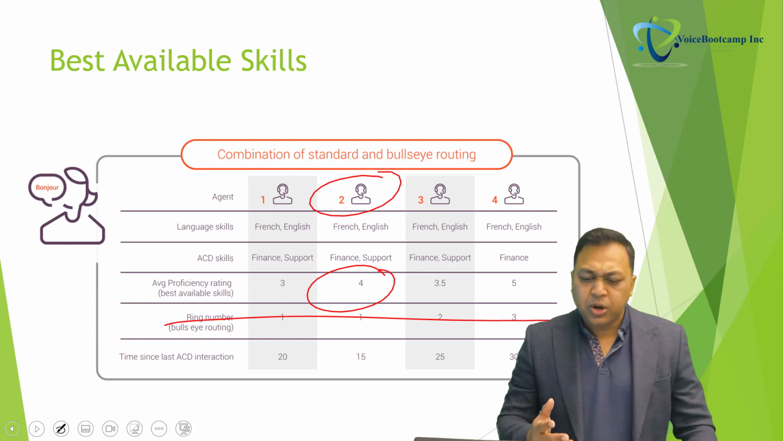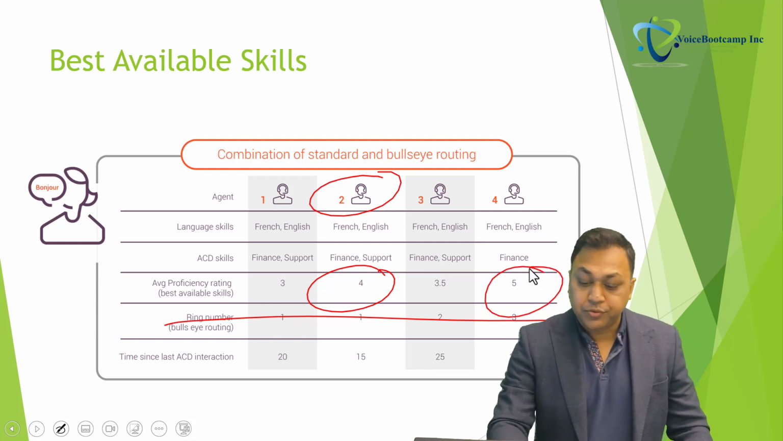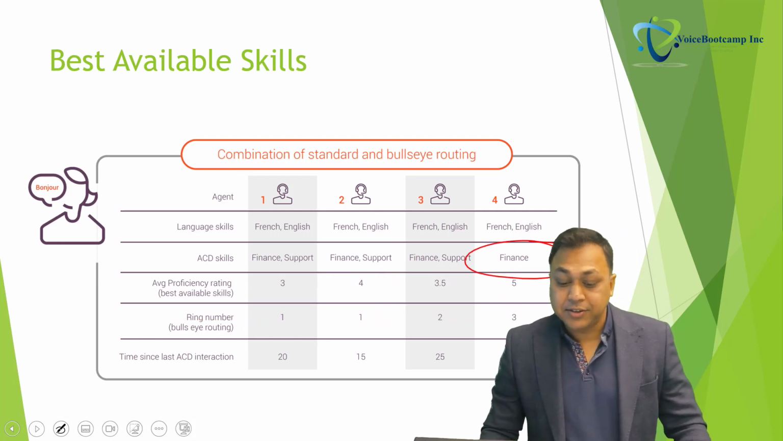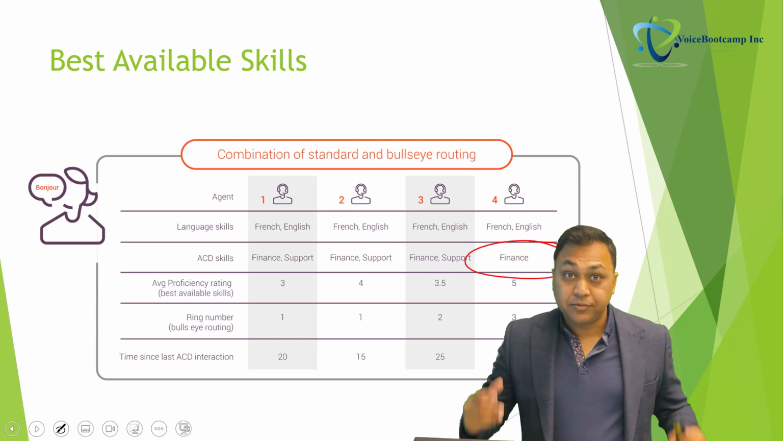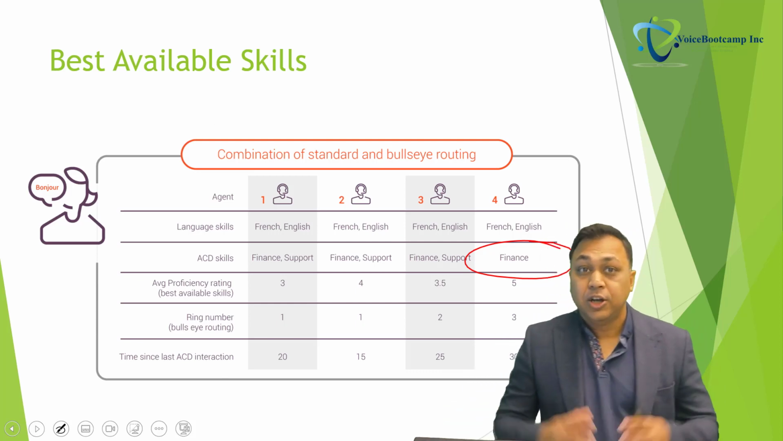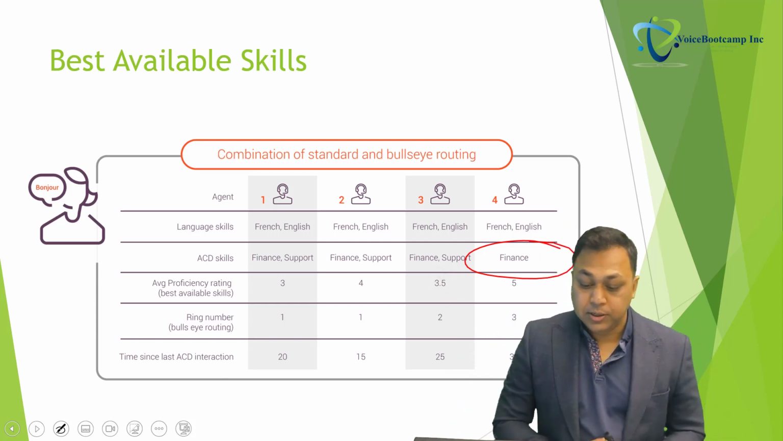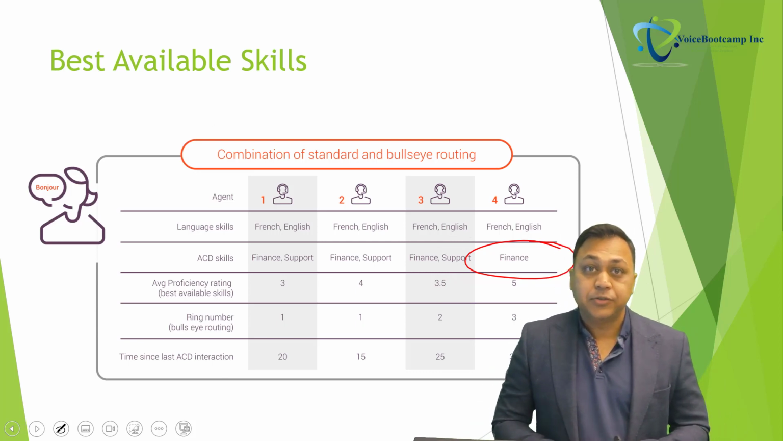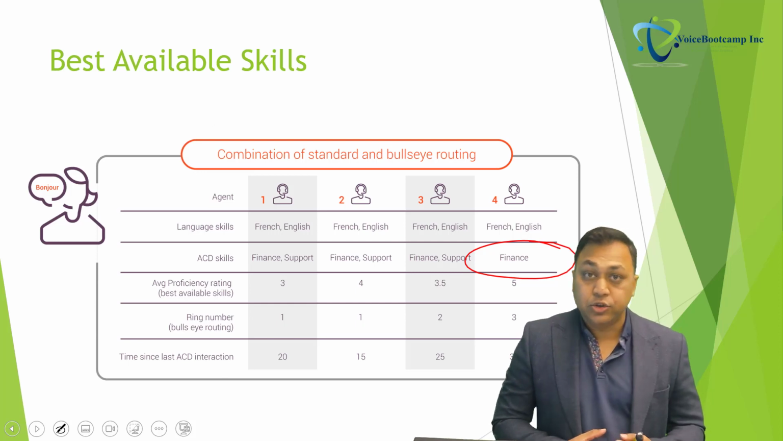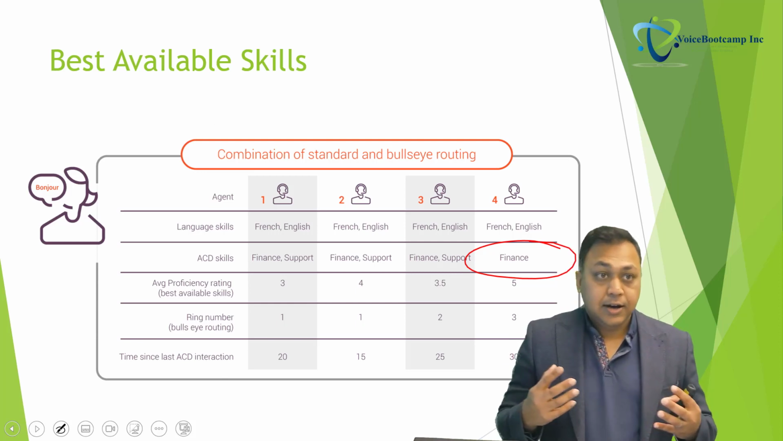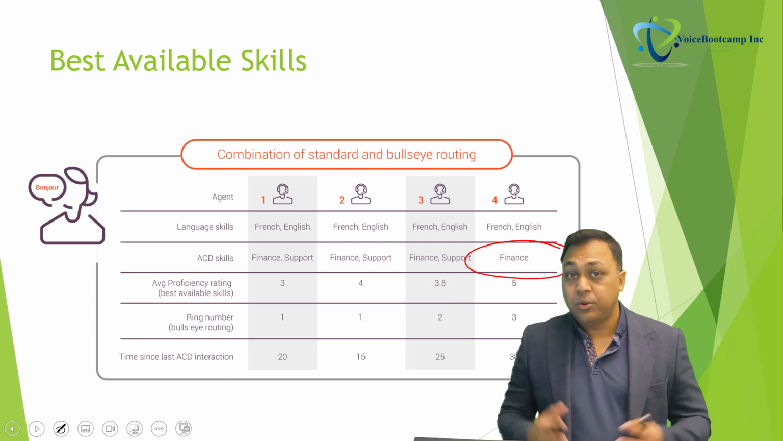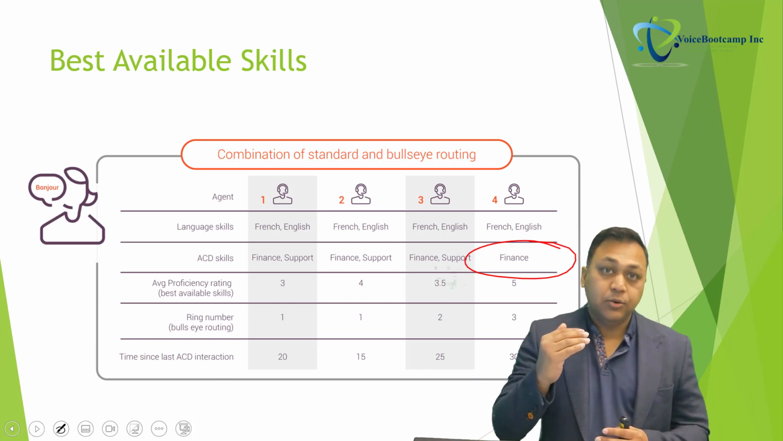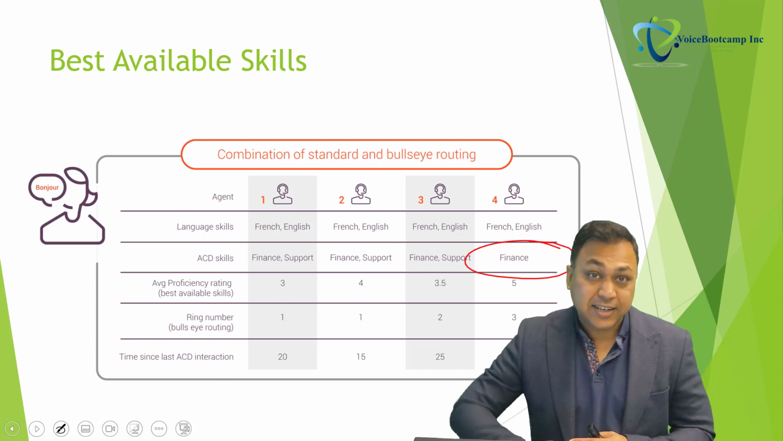Now you might be asking, hold on a second, agent number 4 has the highest proficiency. True, but agent number 4 does not have the French support ACD skill, and we're looking for best available skills, so you have to match all of them equally. This is how you would organize your agent settings when you assign them the appropriate language skills, ACD skills, and ring number. So make sure that you understand which agent will be selected when you're using standard ACD.